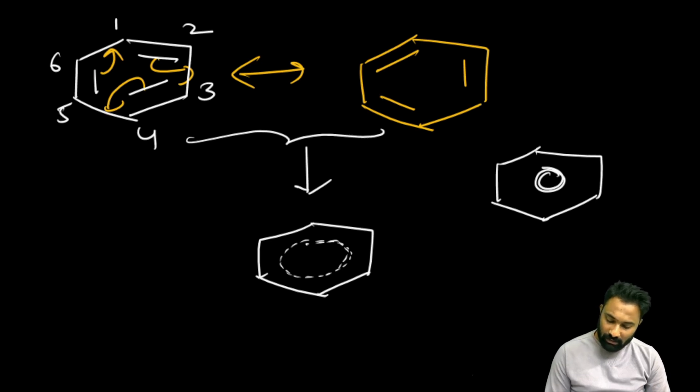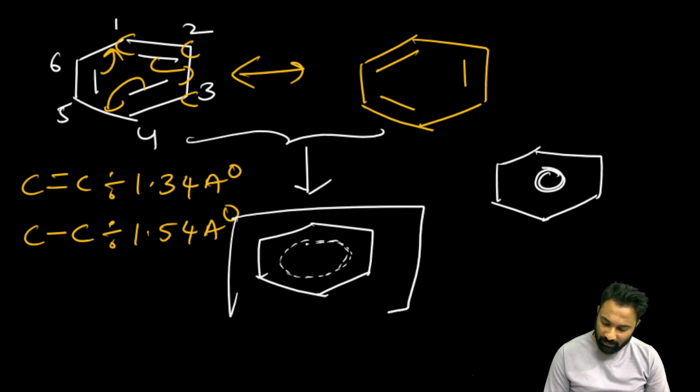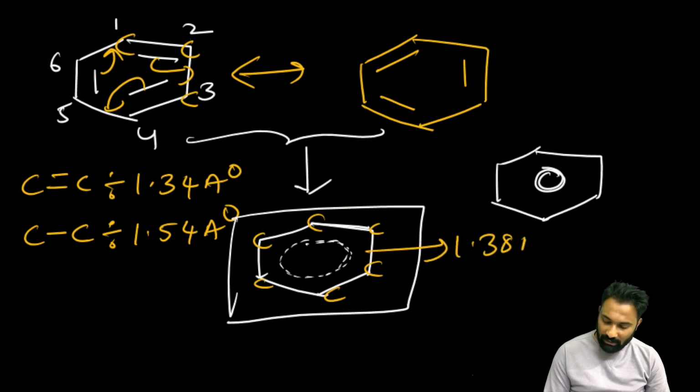Now how did they get to know about the resonance hybrid? First, when they looked at carbon 1 and carbon 2 with the double bond, they found the bond length is 1.34 angstrom. Now for carbon 2 and carbon 3, the sigma bond, they found it has 1.54 angstrom. But experimentally, when they measured the bond length of the complete circle, they found it to be 1.38 angstrom.